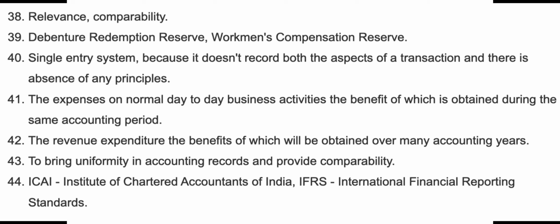41. The expenses on normal day-to-day business activities, the benefit of which is obtained during the same accounting period. 42. The revenue expenditure, the benefits of which will be obtained over many accounting years. 43. To bring uniformity in accounting records and provide comparability. 44. ICAI, Institute of Chartered Accountants of India, IFRS, International Financial Reporting Standards.